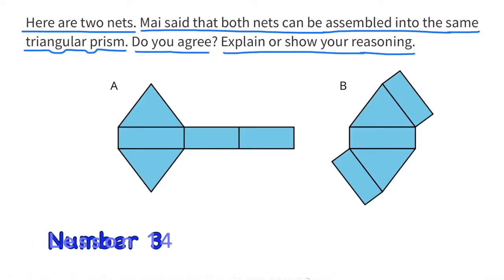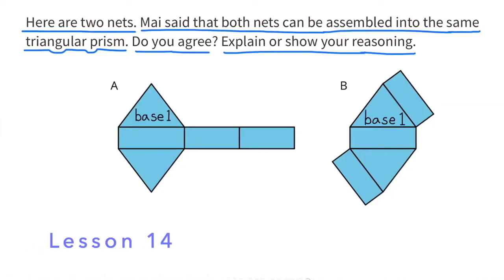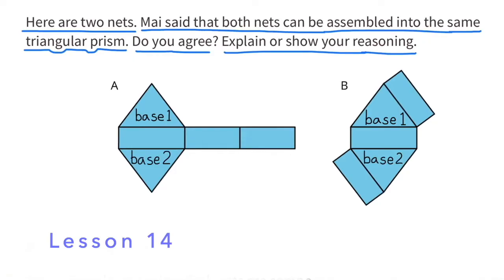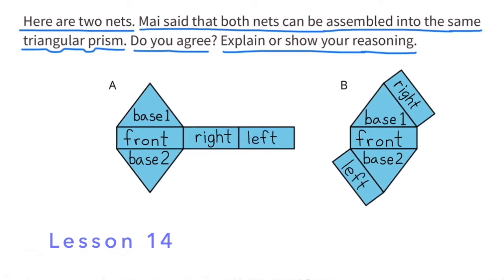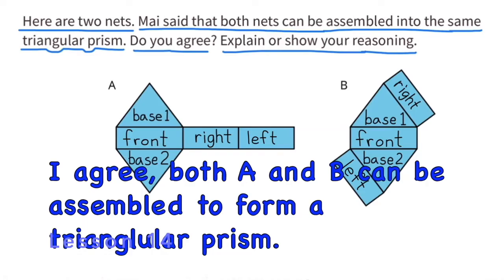Number 3. Here are two nets. Mai said that both nets can be assembled into the same triangular prism. Do you agree? Explain or show your reasoning. Here I've labeled the corresponding bases, base 1 and base 2, the front, the right side, and the left side. And it does look like if I folded along the edges, I could make both of them into triangular shaped prisms. I agree, both A and B can be assembled to form a triangular prism.